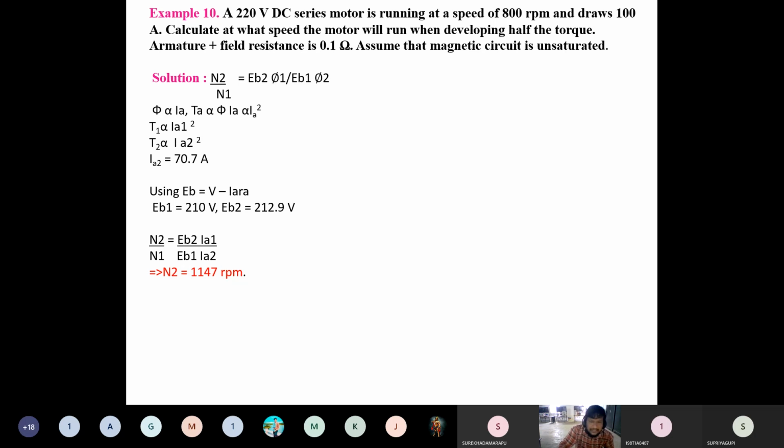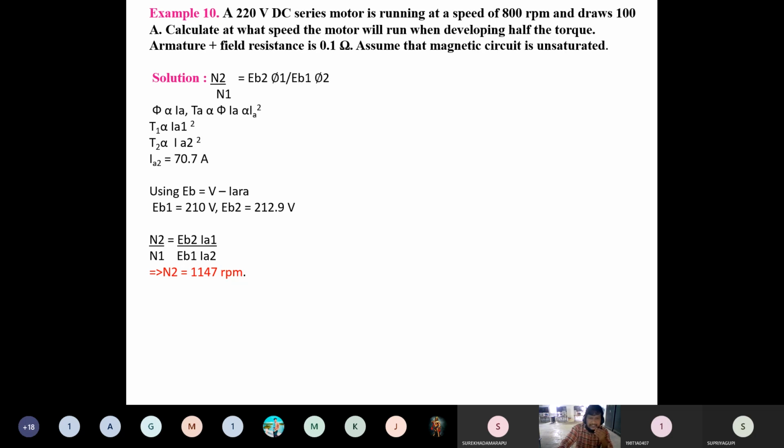This is also related to the speed control method, right? A 220 volts DC series motor. Before, the problem was a shunt motor, but this is a series motor. In a shunt motor flux is constant, but in a series motor flux is always proportional to the armature current. Why? Because all are in series. In a series motor, IA is equal to ISC is equal to IL, right? That's why flux is always proportional to the armature current. That is the only difference.